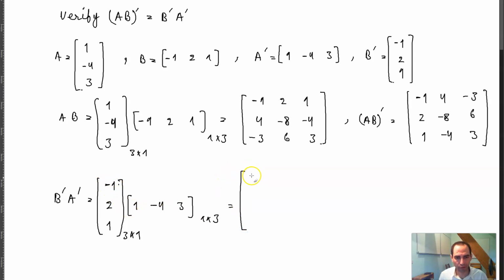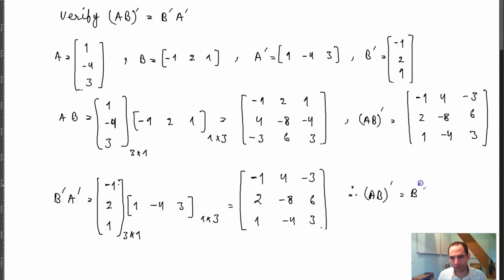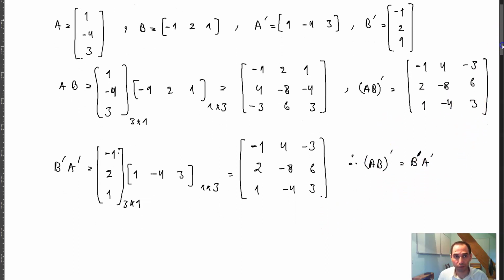So negative 1 times 1 is equal to negative 1, positive 4, negative 3, 2, negative 8, and 6, and 1, negative 4 and 3. And so you can see that AB whole prime, which is this matrix, is actually equal to B prime times A prime. Therefore, AB whole prime is the same thing as B prime times A prime. And that is the first part of this question.